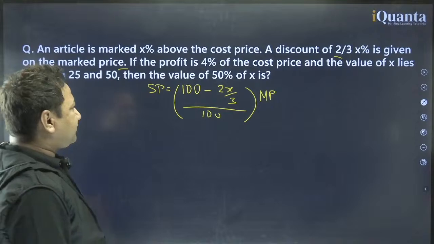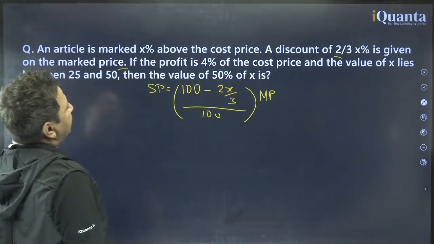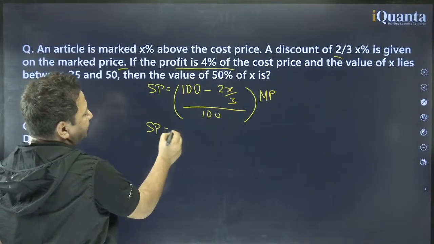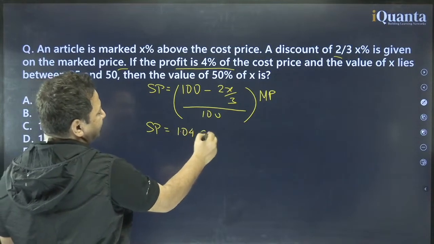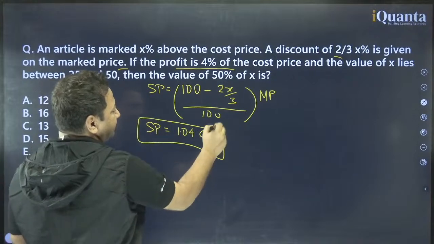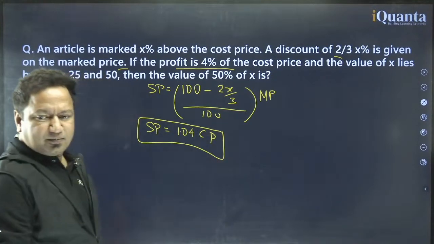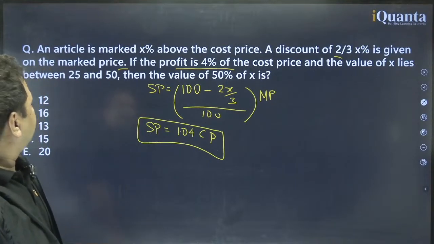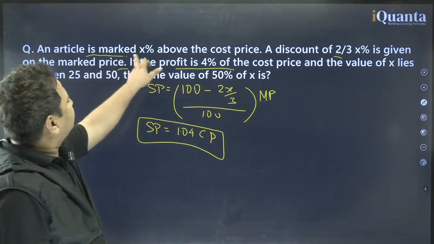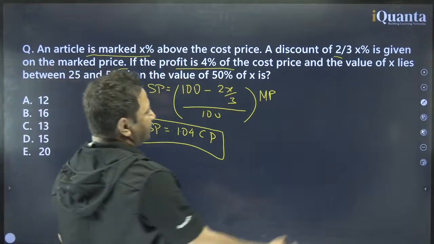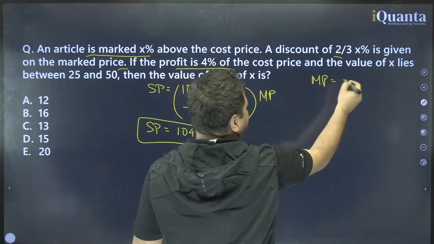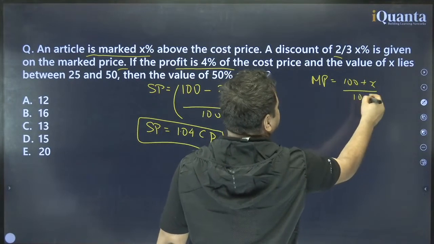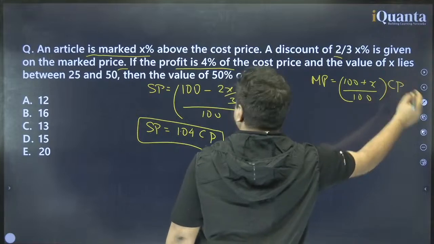Yes, Arti. After this question, I'll do that. And it says profit is 4% of cost price. That means SP is also equal to 1.04 times CP. What is 4%? 0.04? We understand that part? Okay. And here it says the mark price is X% above the cost price. So MP is X% above, that is (100 plus X) upon 100 times CP. That is what we have.